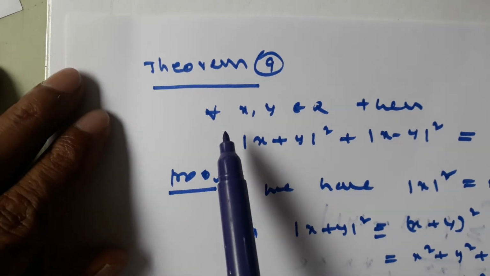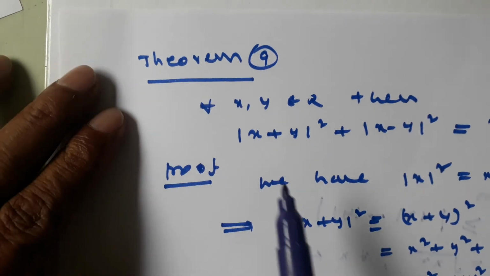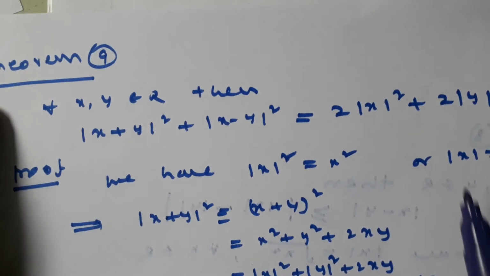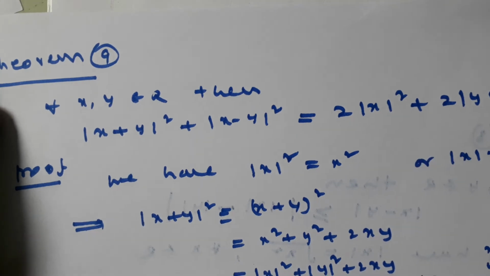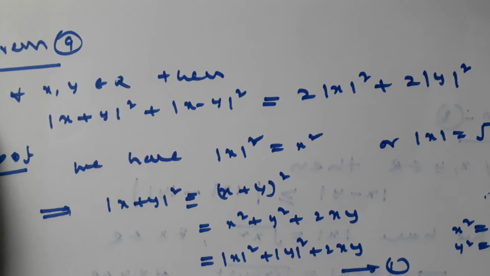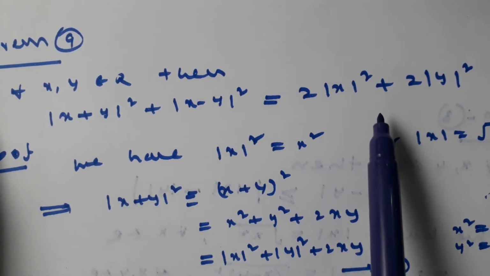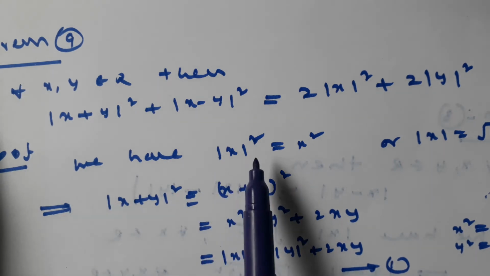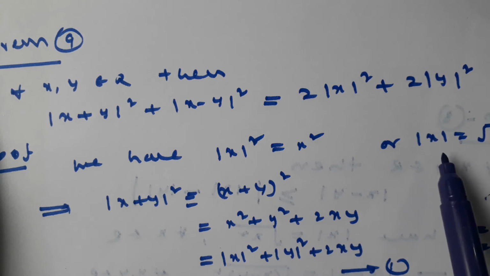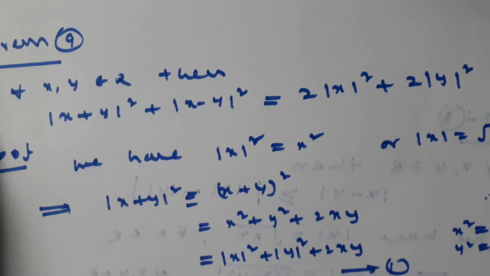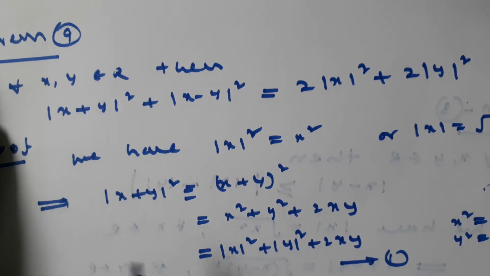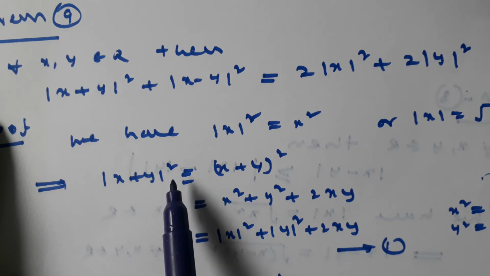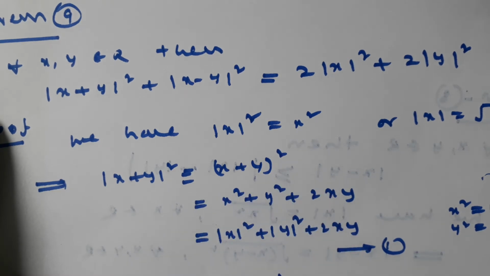Right, theorem 9. For x comma y belongs to R, then mod x plus y whole square plus mod x minus y whole square is equal to 2 into mod x whole square plus 2 into mod y whole square. The left side LHS is equal to now RHS. So that we have mod x whole square is equal to x square, or mod x is equal to root of x square. Previously also we had. Now x place I shall write x plus y, so that mod of x plus y whole square is equal to, right side is x plus y whole square.